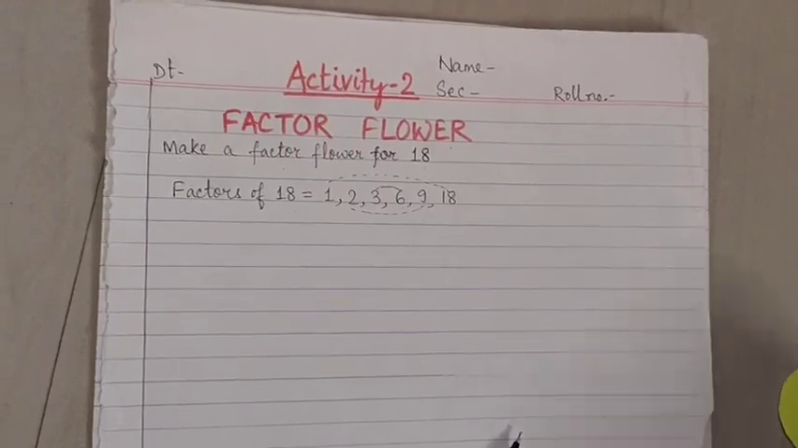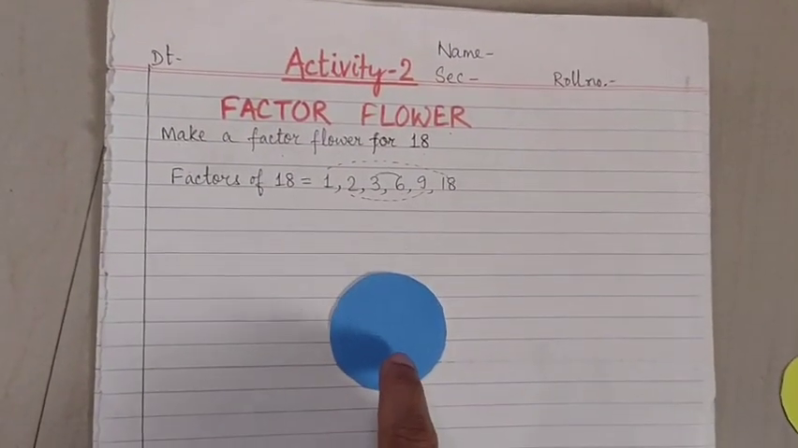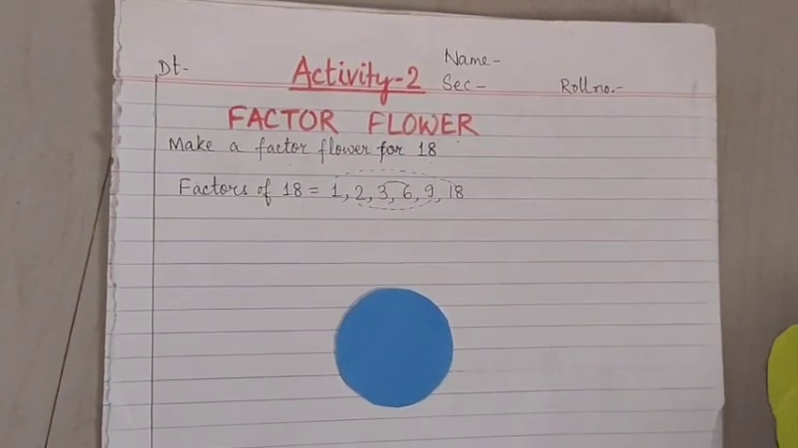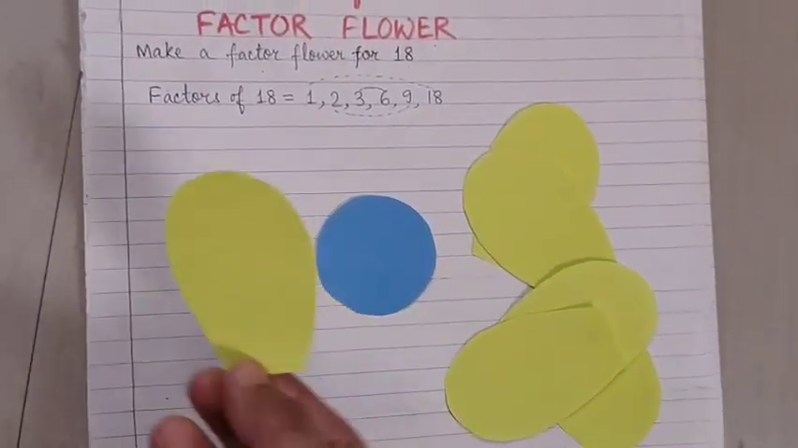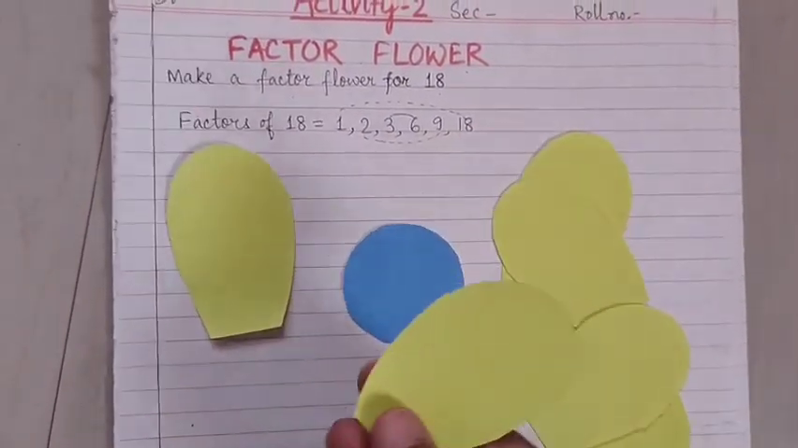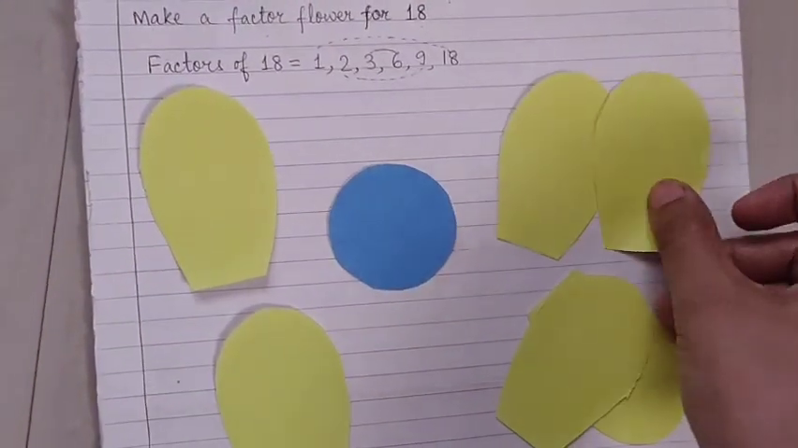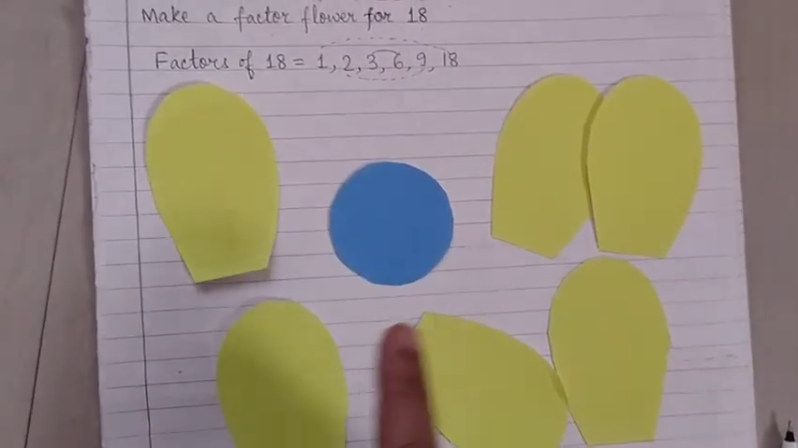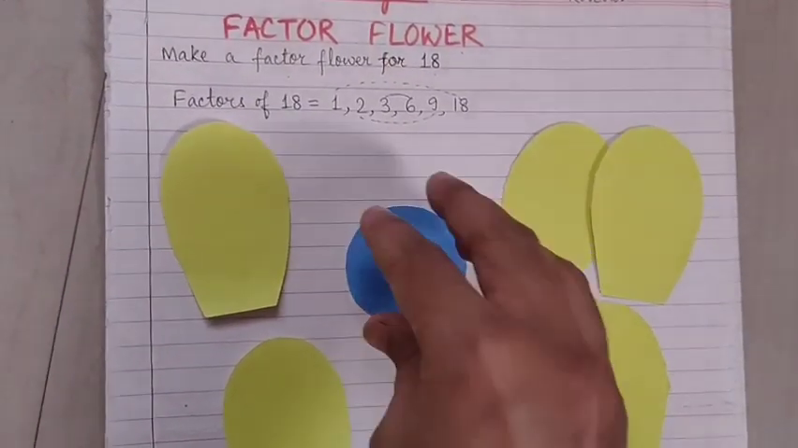So see here, I have cut this blue color. Here I am going to write the number 18, and I have taken yellow color paper and I have cut petals like this. You see, ये फूल की पंखुड़ियाँ जैसे, as 6 factors are there, so I have cut 6 petals. Okay, see 1, 2, 3, 4, 5 and 6. Then I am going to write the numbers on these petals. Here this will be the center of the flower.